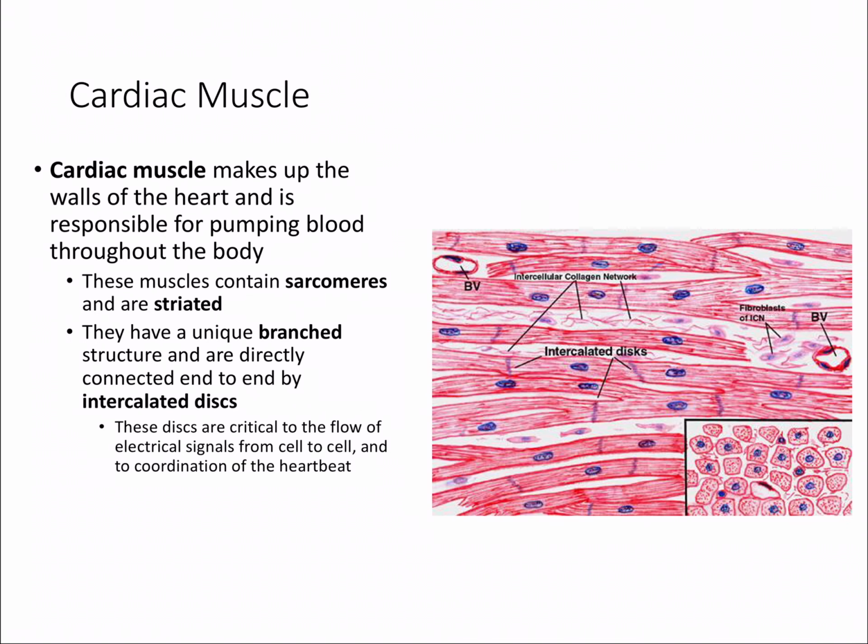There's also these structures called intercalated discs in between the cells. What these do is these allow for the communication and the jumping of electrical signals from heart cell to heart cell. All right, so those intercalated discs are unique to cardiac muscle tissue. We don't see them in any other type of muscle tissue. Okay, so that's an important distinction when you're looking at this. Am I looking at smooth muscle? Am I looking at cardiac muscle? Am I looking at skeletal?